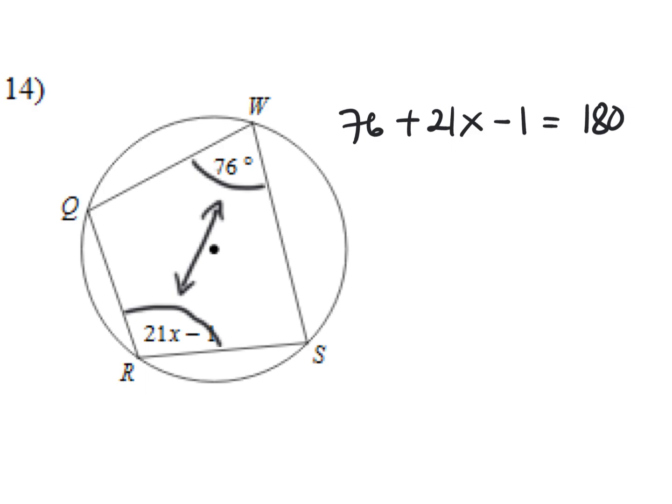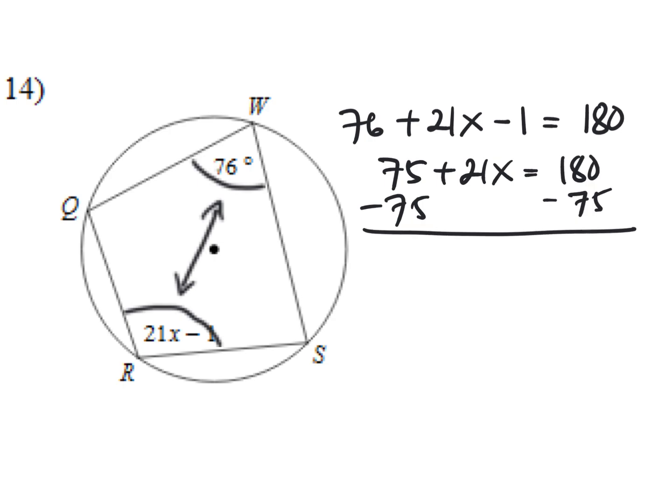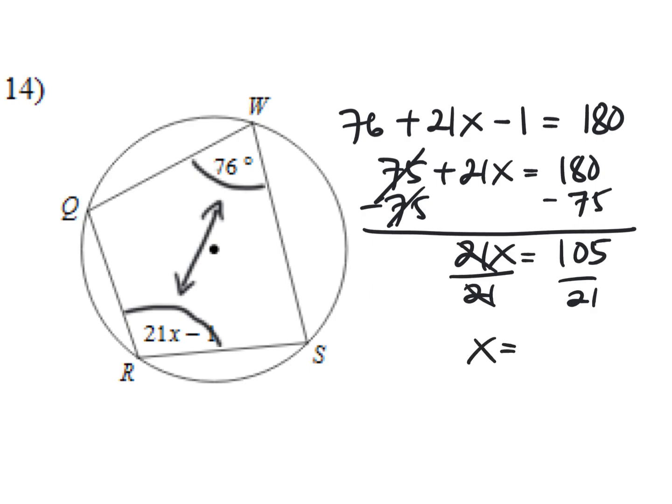76 minus 1 is going to give you 75 plus 21x is equal to 180, minus 75, minus 75. And we know that 180 minus 75 is going to give you 105. 21x is equal to 105, and we divide both by 21. Therefore, the value of x here is going to give us 5 also.